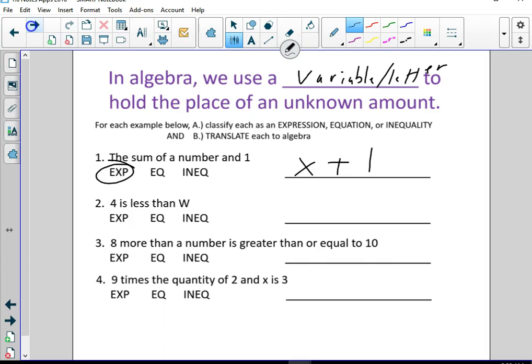You don't see the words is equal to, add up to, is. The sum of a number and 1 is 5. Okay, is means equals. 4 is less than W. That's an inequality, because it has a less than or greater than symbol. Now remember, I can read that right to left and say W is greater than 4. True statement, right? Okay.